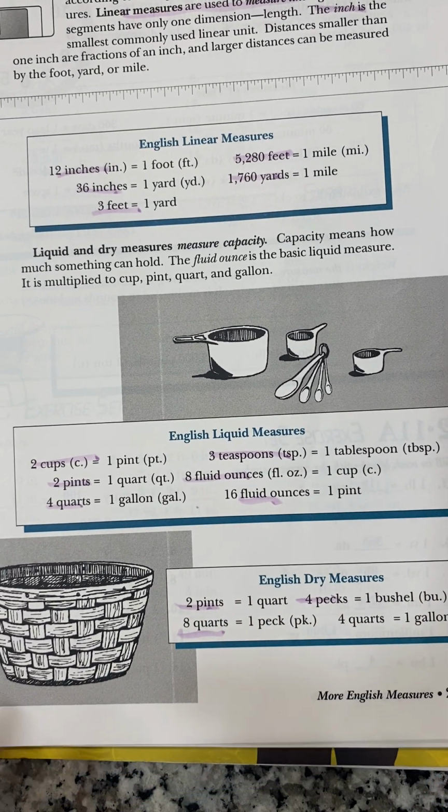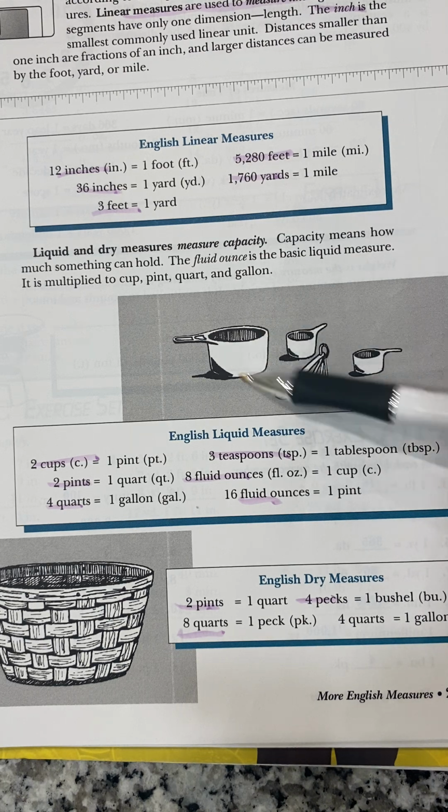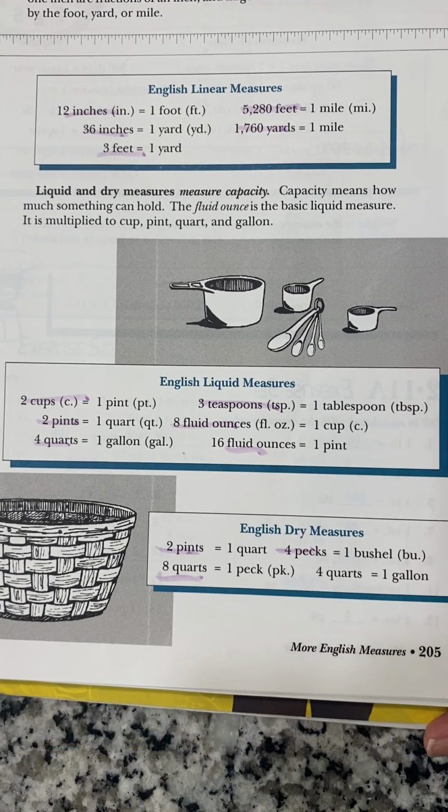Liquid and dry measures measure capacity. So capacity means how much something can hold. A fluid ounce is the basic liquid measure in the English system, and it is multiplied to cups. Say you're doing a recipe: how many cups, how many pints, how many quarts, and how many gallons. So here we have measurements for capacity, capacity being that volume that's going to hold, right? And so let's look at these volumes, just to know these volumes.